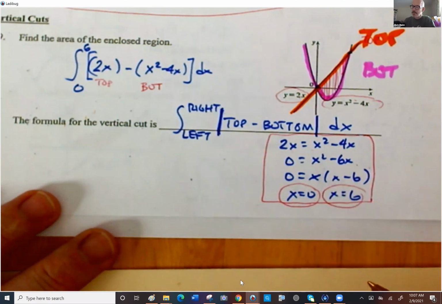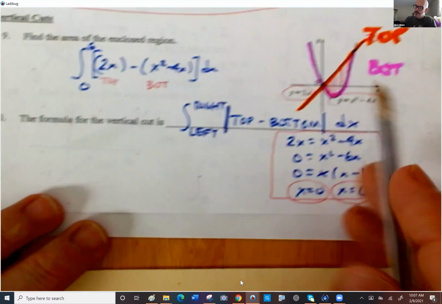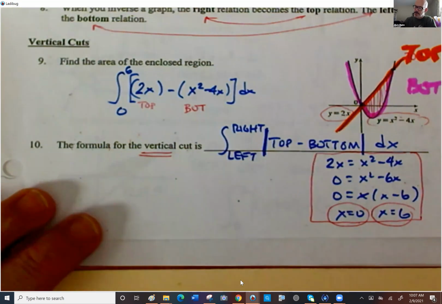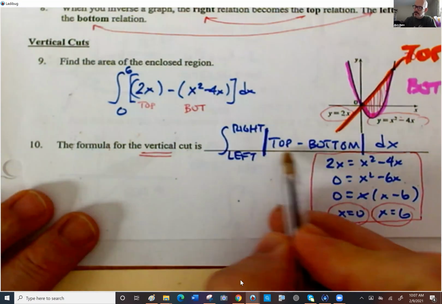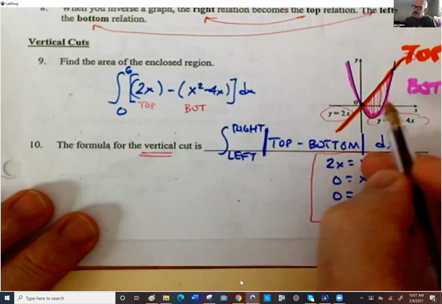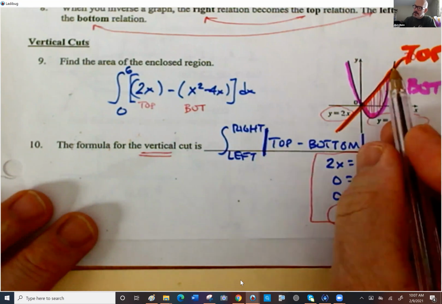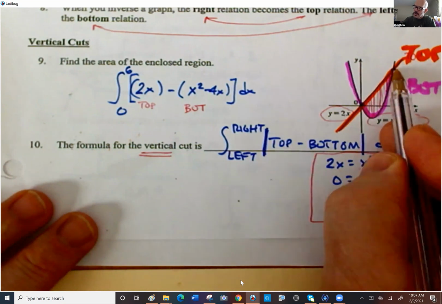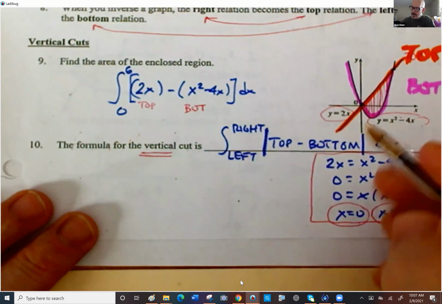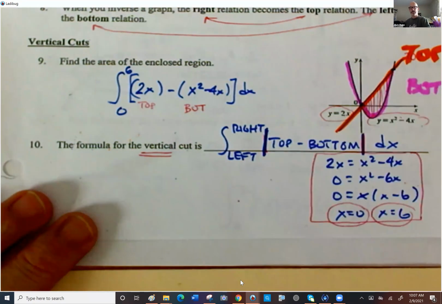Okay? So this one, when we looked at the sketch, it was pretty clear that this was going to be solved best by doing a vertical cut. In other words, our top minus bottom, and our boundaries are from the left intersection's x value to the right intersection's x value. So from left to right. And of course, like we mentioned yesterday, play it safe and let's do an absolute value.